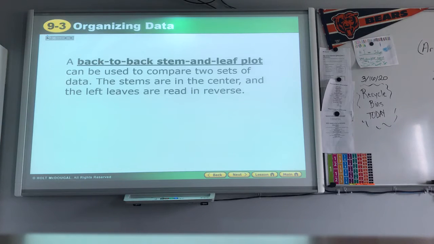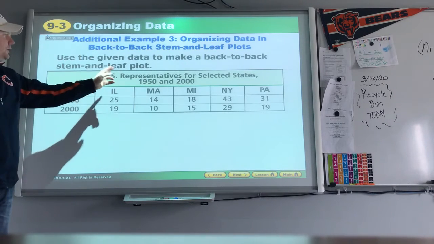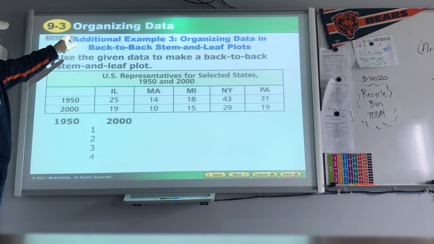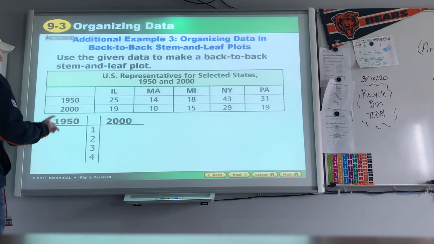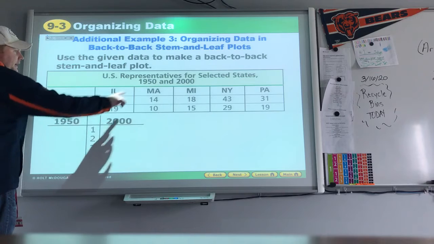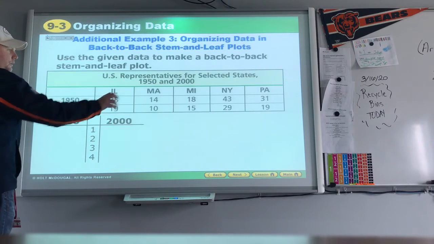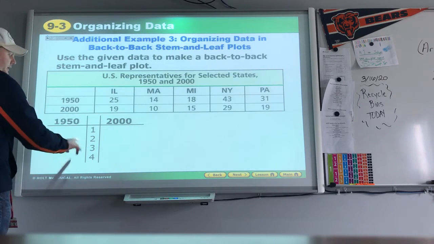Back-to-back stem and leaf plots can be used to compare 2 sets of data. The stems are in the center, and the leaves are read in reverse. So, in 1950, representatives, and in 2000, representatives. Okay, so for the 1950s one, all right, we would have a 4 here. We would have a 5 with the 2s. We wouldn't have anything with the 3s. Oh, I forgot an 8 up here. With the 4s, we'd have a 43, and we'd have a 1 with that.